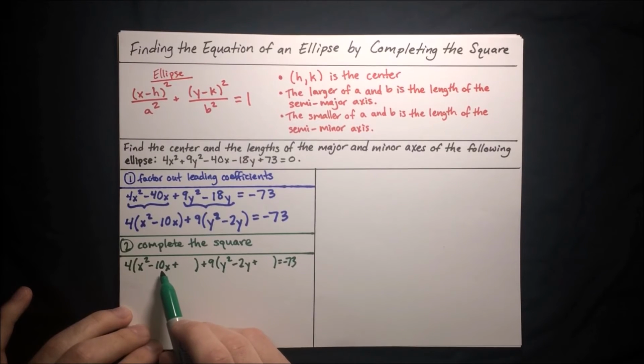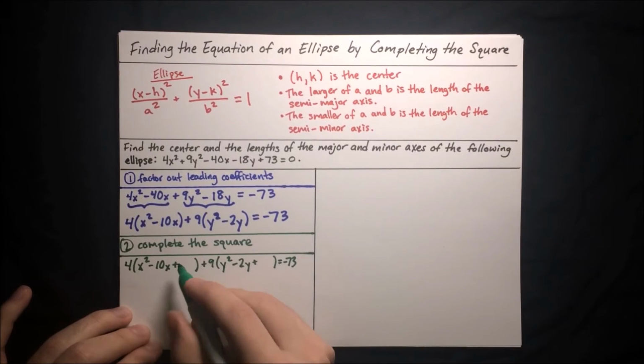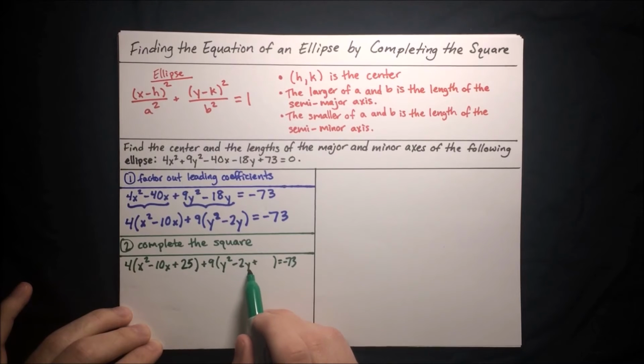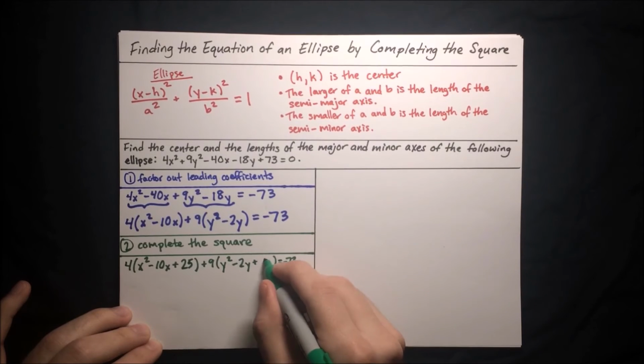So negative 10 divided by 2 is negative 5, then squared makes 25. Do the same thing for the y terms. Look at that middle term, the coefficient on the y, that's negative 2. Divide that by 2 and square it. So negative 2 divided by 2 is negative 1. Square that, you get 1, so plus 1.